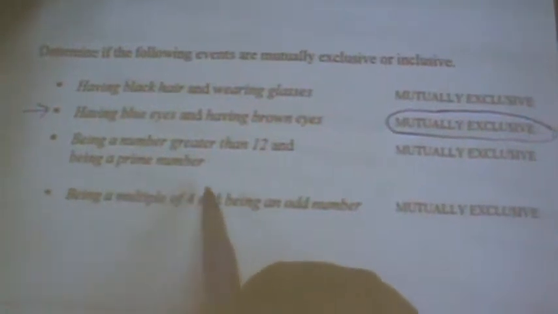Can you be a number bigger than 12 and can you be a prime number? Yeah. There is no gray area on that one. That's inclusive. Can someone give me an example of a number that's bigger than 12 and prime? 13. 13, there you go. So it can. These are the cans, and these are the can'ts. Can'ts happen at the same time, cans happen at the same time.